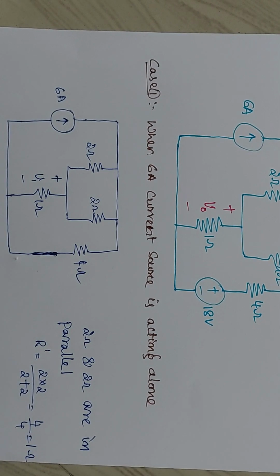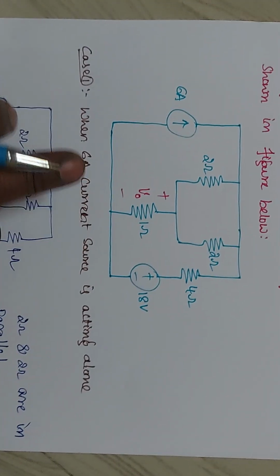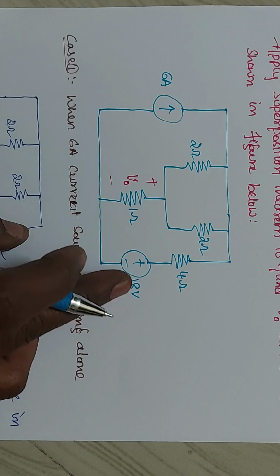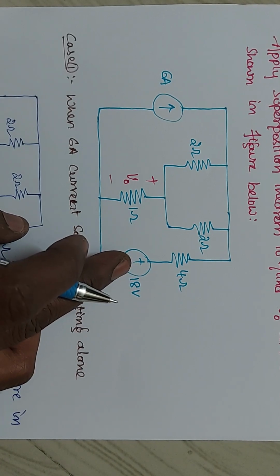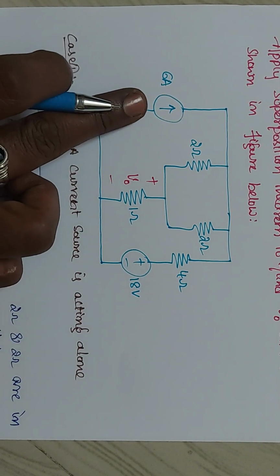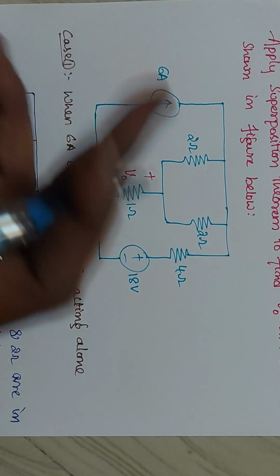Clear? Now we are going to discuss case 2. What is case 2? In case 2, only the 18 volts voltage source is acting alone. At that time, the current source is replaced with an open circuit. Okay.